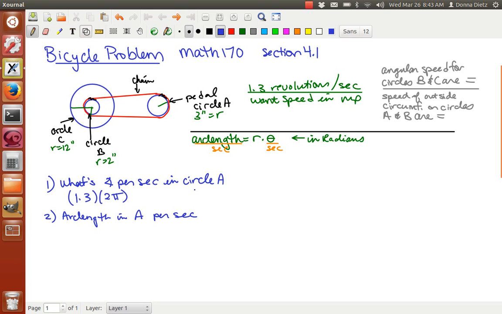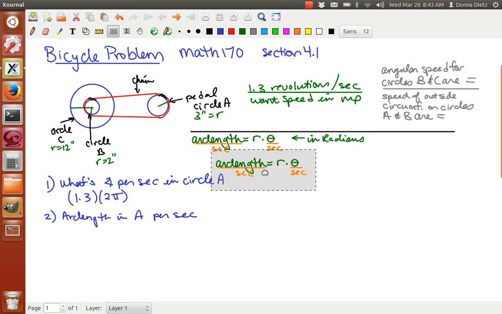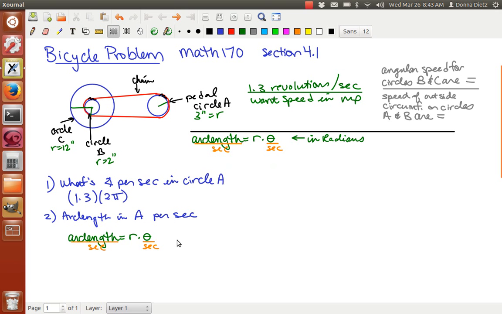So arc length in A per second is, what we're doing is taking this formula. We're just using it. So we just replace it. What is R? What is angles per second? So we just take this angles per second.